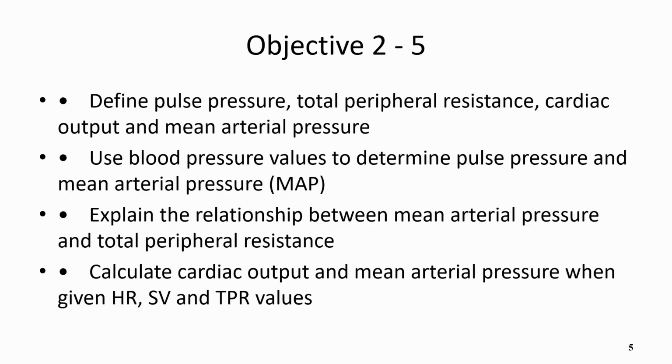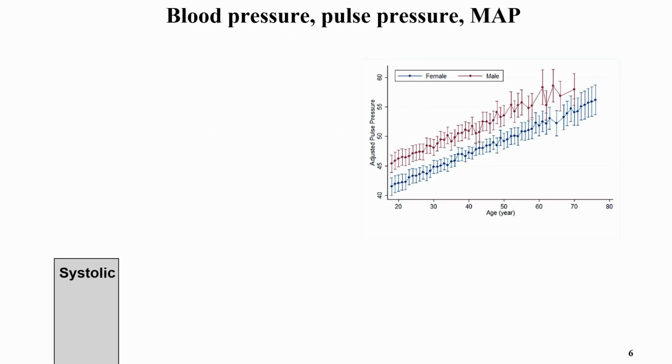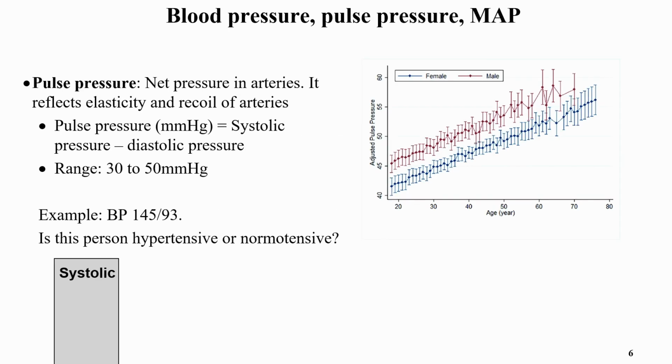So objective 2, define the pulse pressure, total PR, and so on. I'm just going to go straight into it, okay? Your pulse pressure is the systolic minus the diastolic pressure. Just to note, what controls the pulse pressure really is the elasticity of your arteries. And as you can imagine, as we grow older, our arteries become less and less elastic. They become stiffer and stiffer. And so your pulse pressure actually increases as you grow way older.